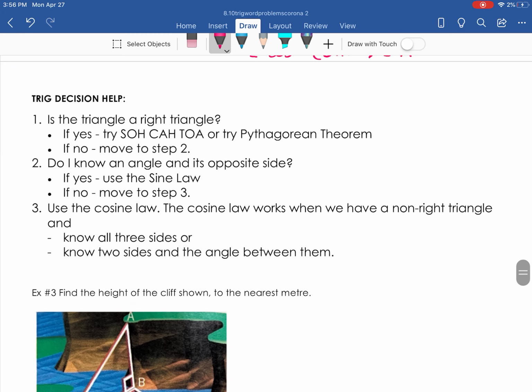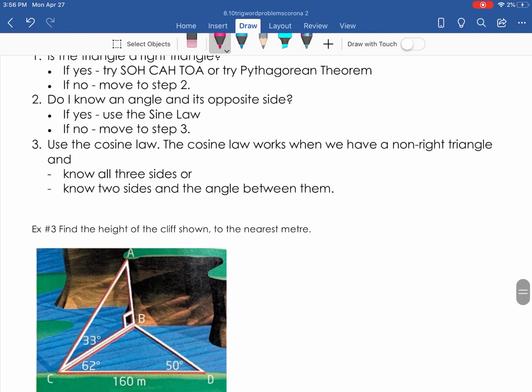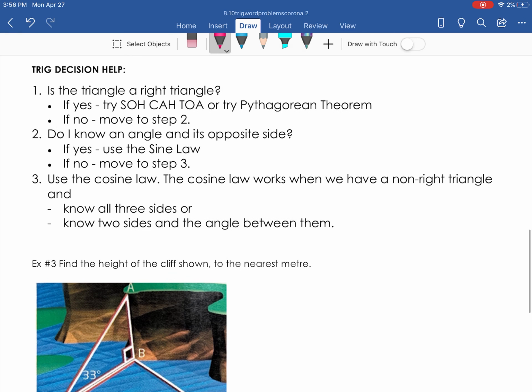All right, so now let's say you've got a bunch of things going on. You can see here in this little picture, there is a right angle triangle, there is a non-right angle triangle. So sometimes you have to make a decision. If the triangle is a right angle triangle, you can use SOHCAHTOA. If you're looking for a side, you can use Pythagorean theorem. But that is a grade 9 thing, so maybe not. Okay, so don't get stuck on that. And then if it's not a right angle triangle, then you go to step 2. Do you know the angle and its opposite side? Which means you can use the sine law, like a full ratio.